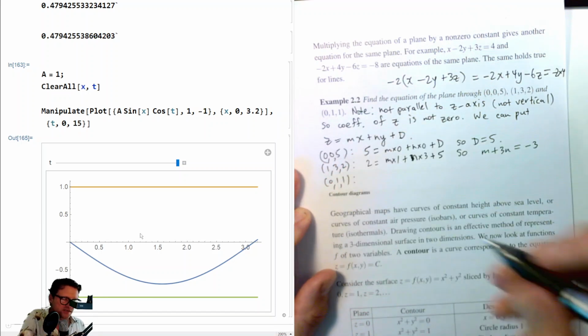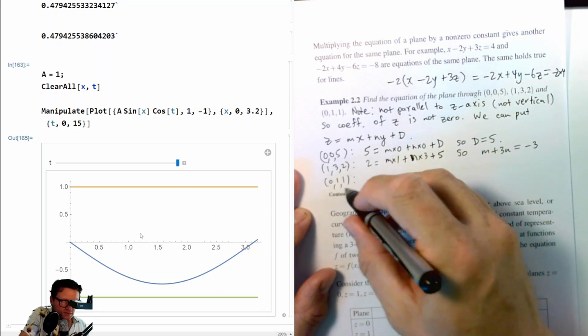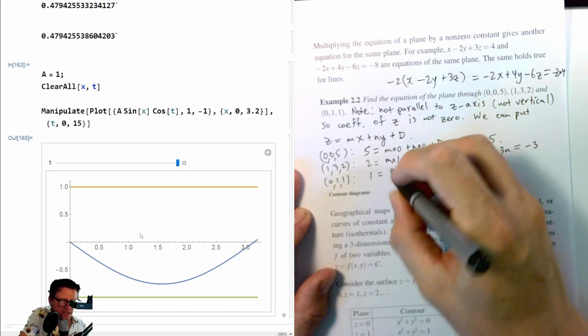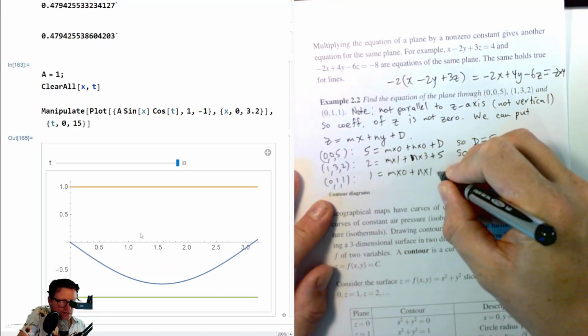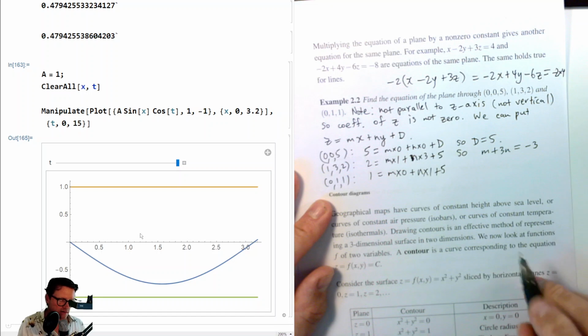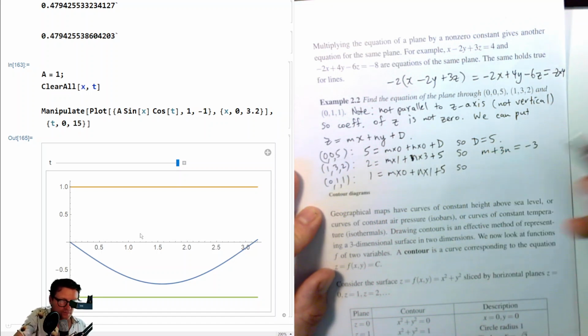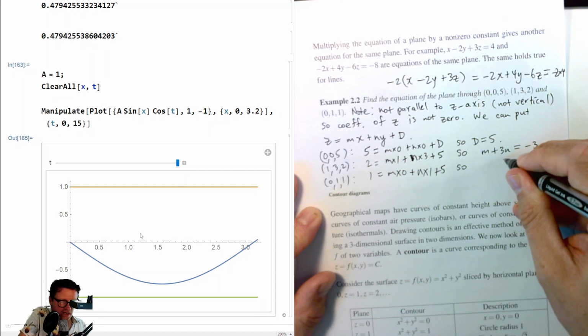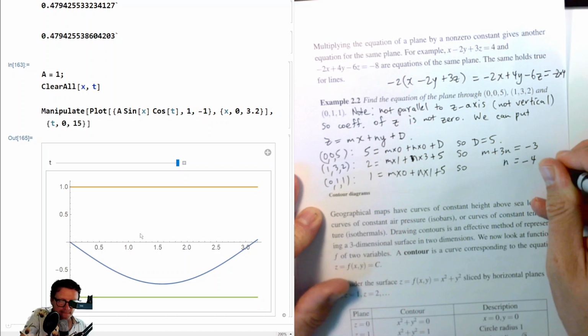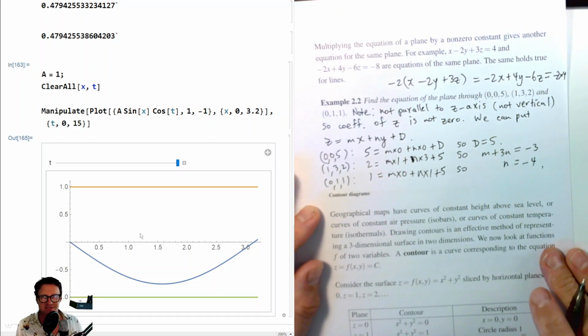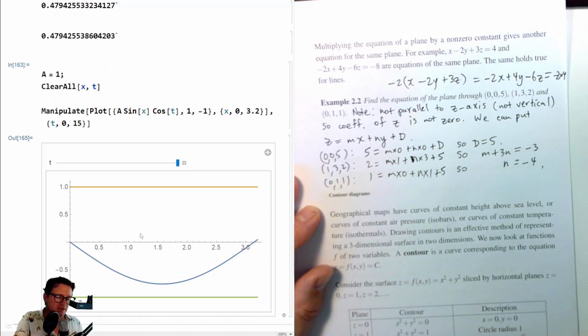So 0, 1, 1 gives us, so z is 1 in this case, so 1 is equal to m times 0 plus n times 1, and then plus 5. Okay, so simplifying this, we have n is equal to 1 minus 5, which is minus 4. So this has given us n, we've got d, the only thing missing is m, but we can use this as simultaneous equations here to solve for m. So let's sub that in.